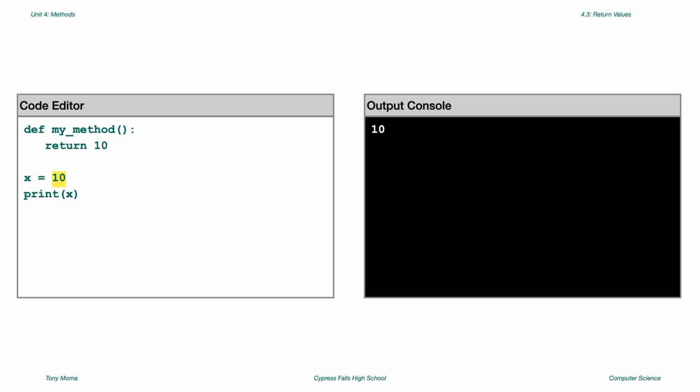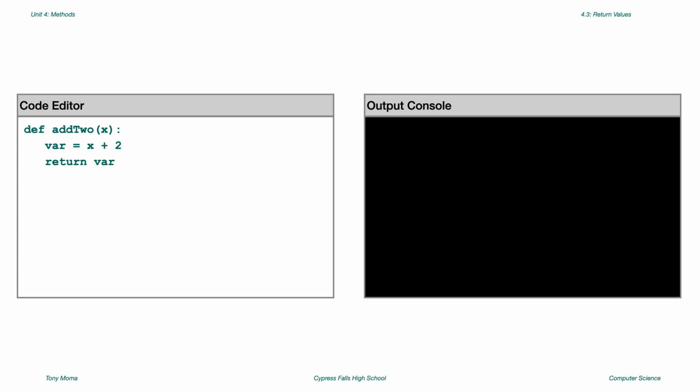Likewise, if I invoke this method inside a print call, once again, my_method will get replaced by 10, and thus 10 will get printed out. Methods that have a return value can also be used as part of expressions. Once again, in this line, the call to my_method will be replaced with 10, and now the expression will become 10 plus 5, which of course equals 15.